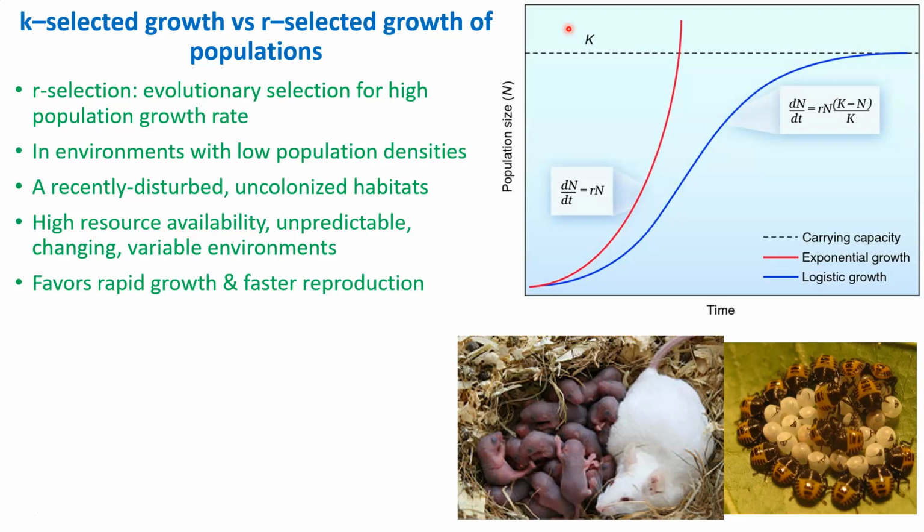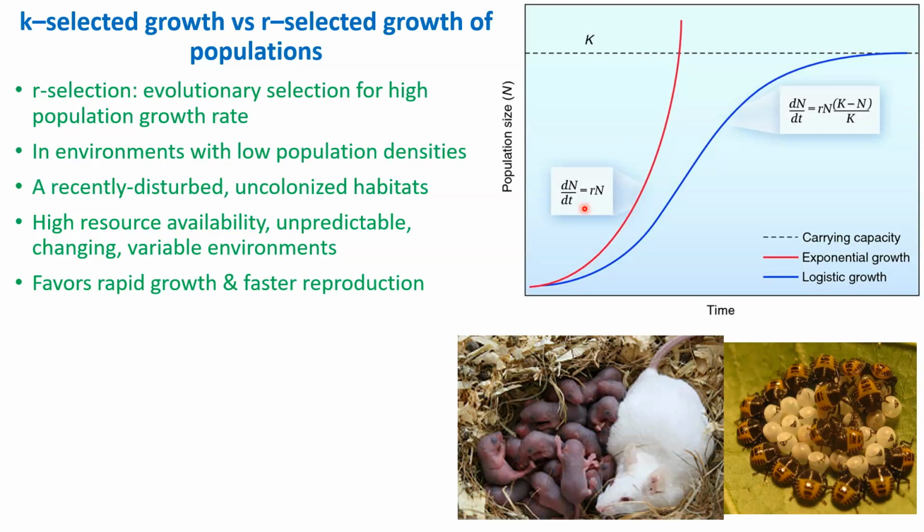R selection, right? In this figure, you can see the red is the R selection, and that growth behavior is not just similar, it's exactly the same as the exponential and geometric growth pattern, right? R selection is an evolutionary selection force that favors greater population growth rate. So when environments have initial low population densities, R selection operates, right?